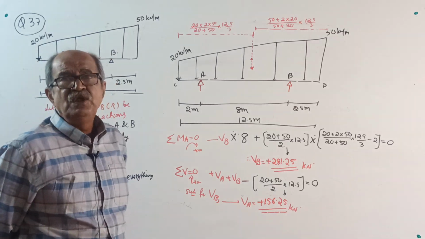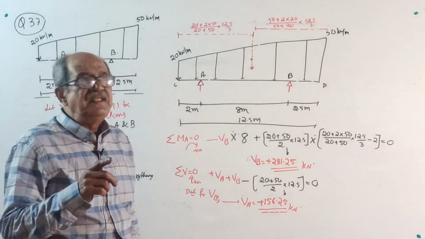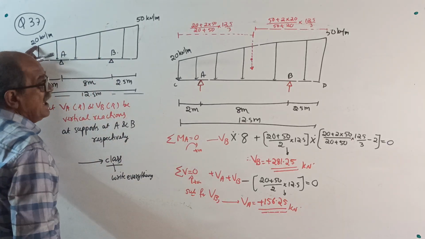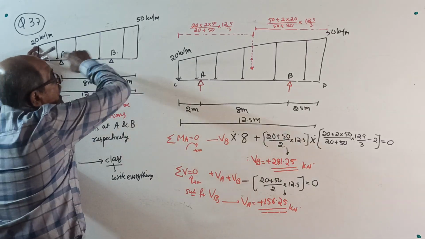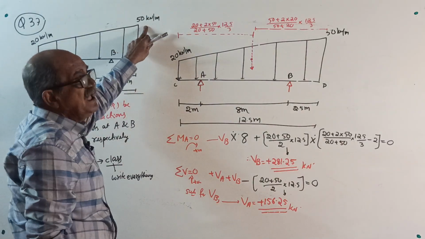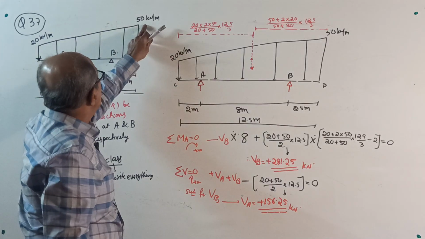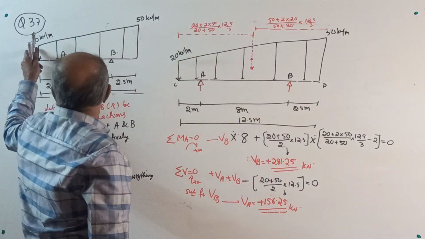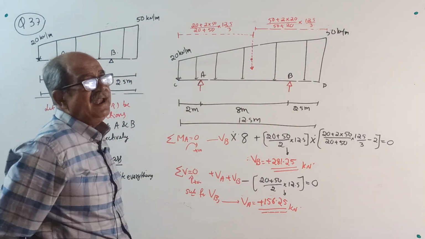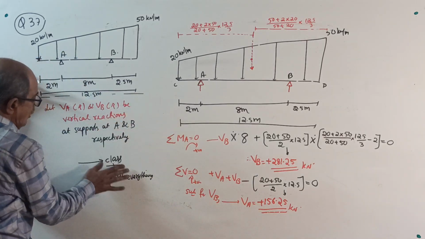It is loaded by a uniformly varying load with intensity of 20 kN per meter at the left extreme end, which linearly increases to 50 kN per meter at the right extreme end. Or, a maximum of 50 kN per meter at the right end linearly reduces to a minimum of 20 kN per meter at the left end. Find the reactions. Okay, as usual, let VA, VB be the reactions.